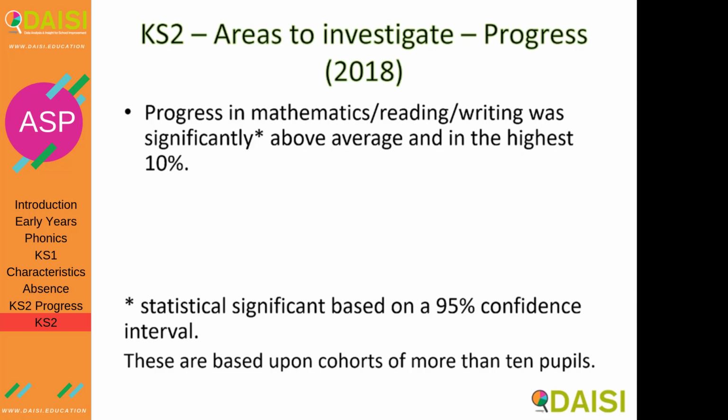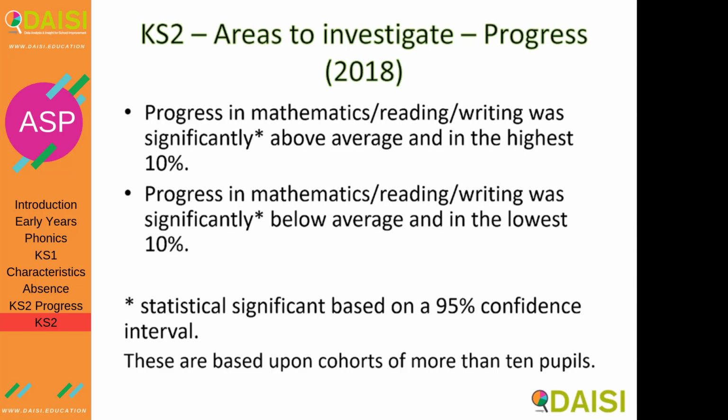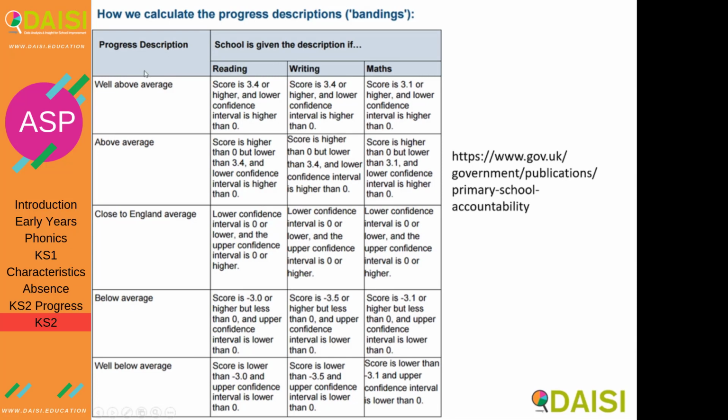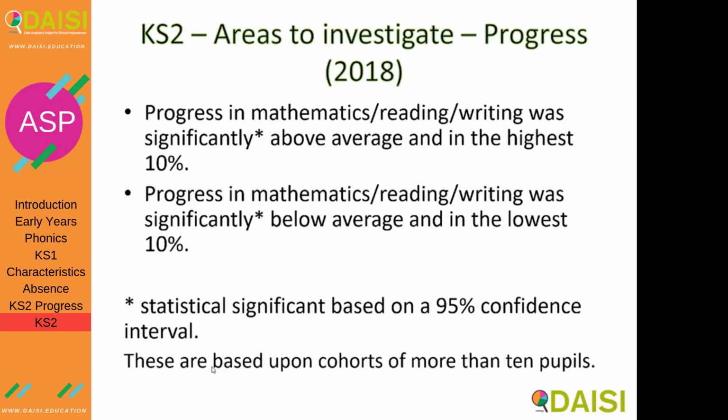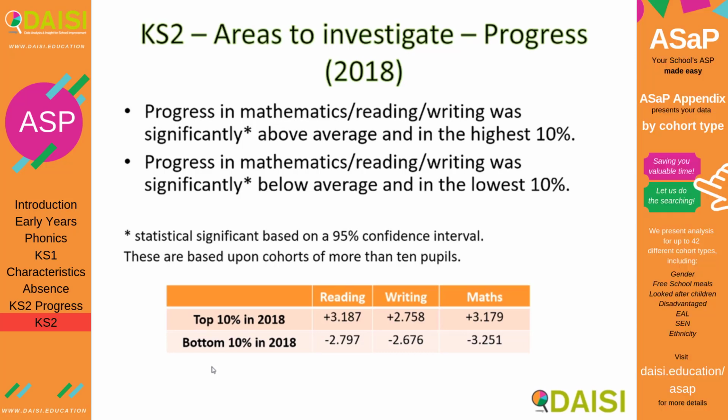Progress in name of subject was significantly above average and in the highest 10%, or significantly below average and in the lowest 10%. In other words, were you well above average or were you well below average? That is what all of this means. You need to have around 3.2 or above to get that as a strength, or below minus 2.8 in reading and minus 3.3 in maths.